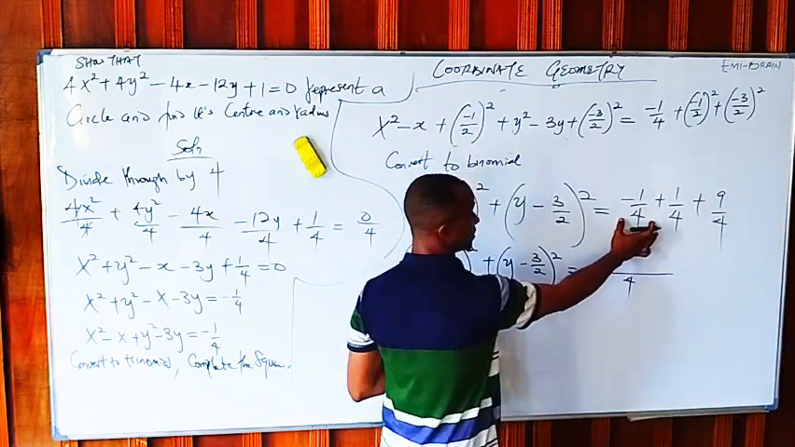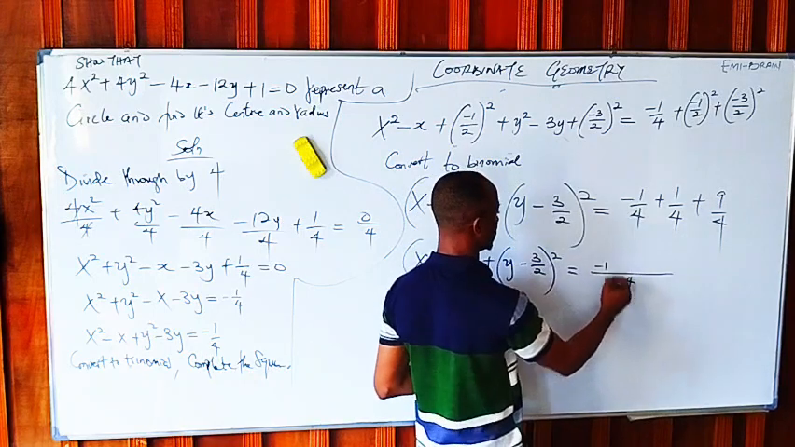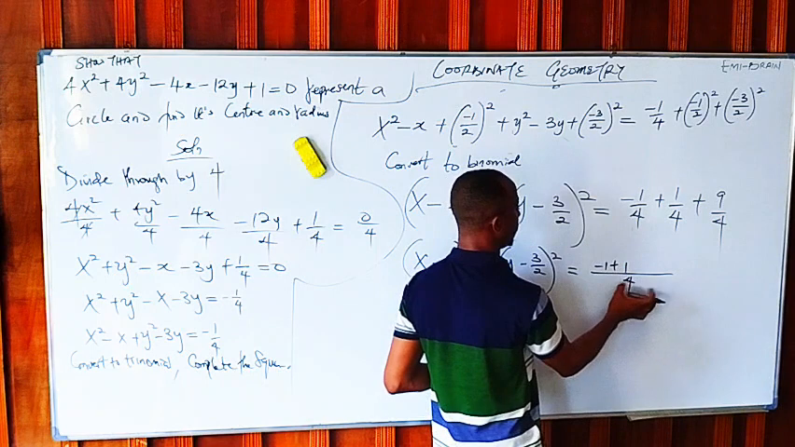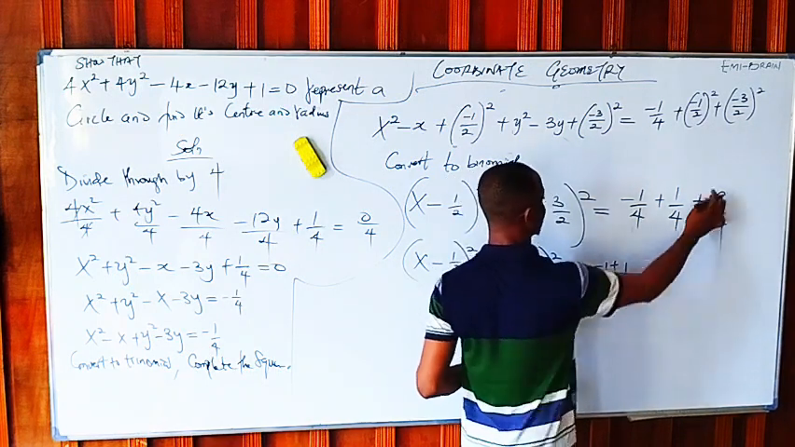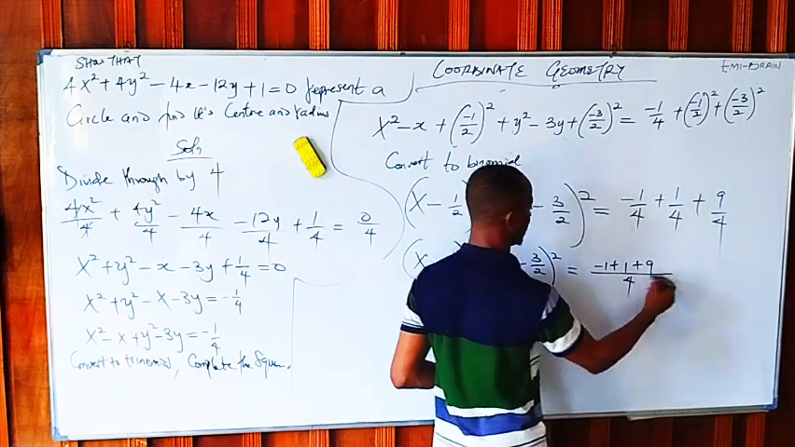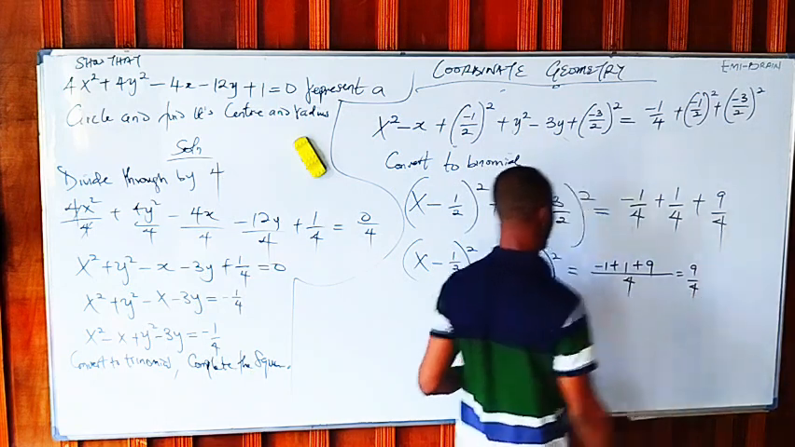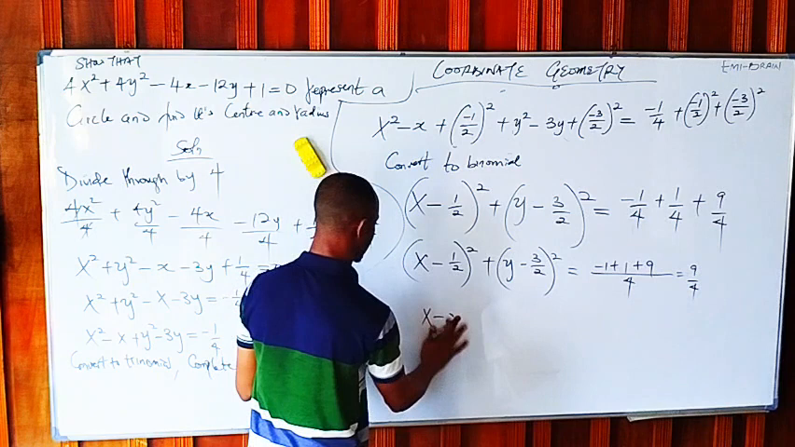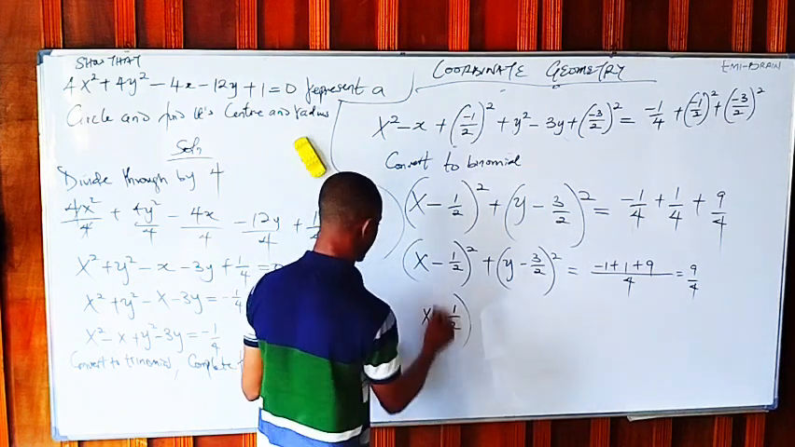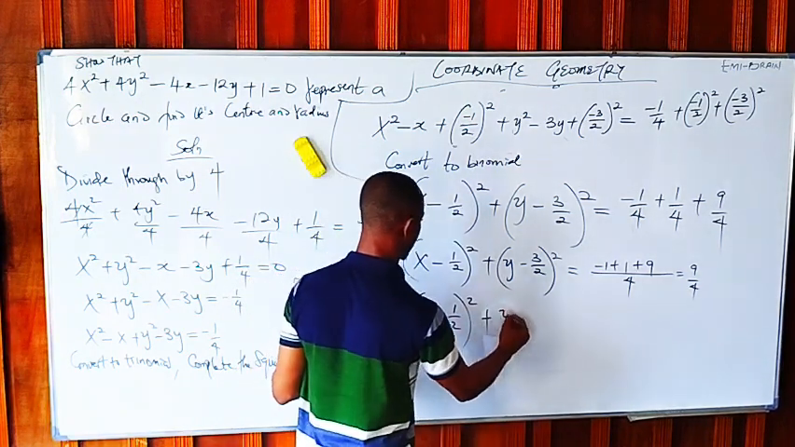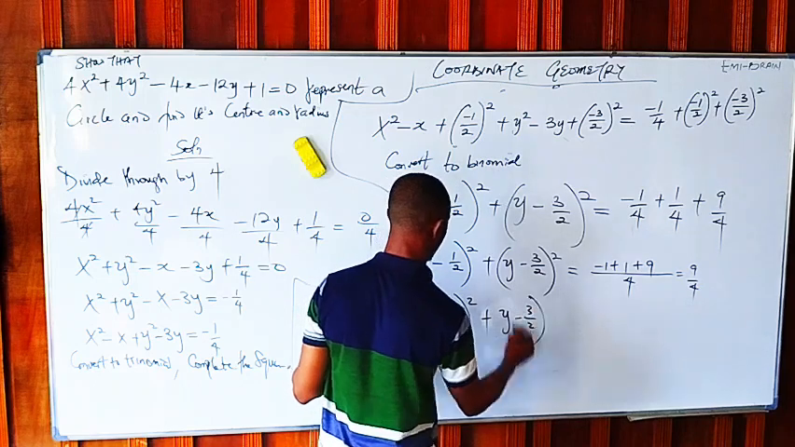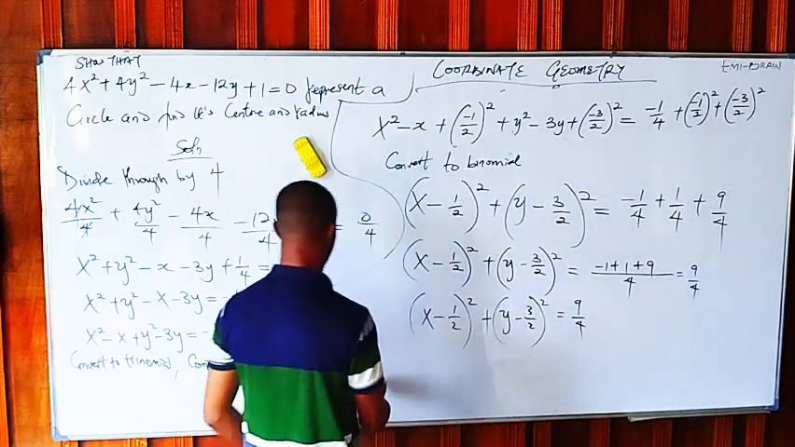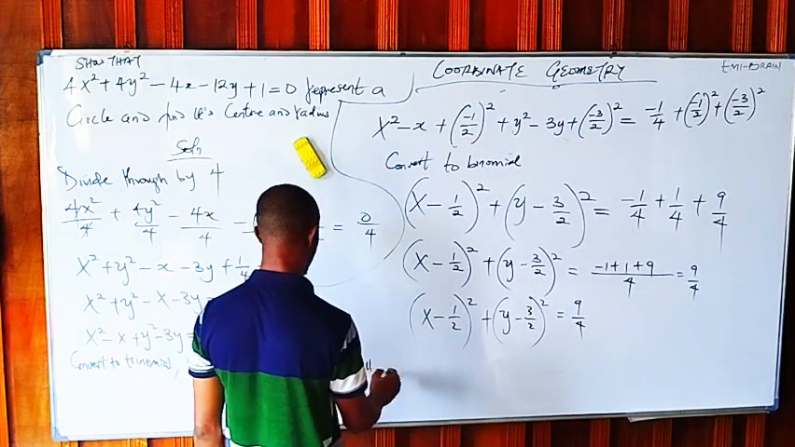4 into 4 is what? Times minus 1. 4 into 4 is what? Times 1. 4 into 4 is what? Times 9. So what do you have? 9 over 4. So here becomes x minus 1 over 2 all squared plus y minus 3 over 2 all squared equals 9 over 4.